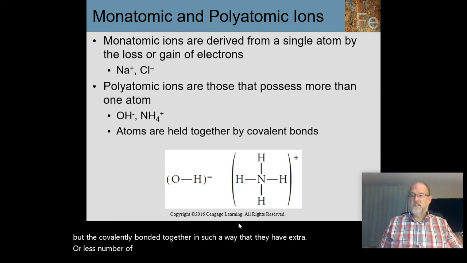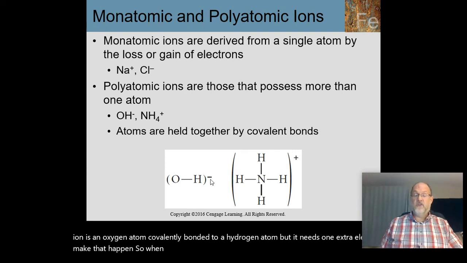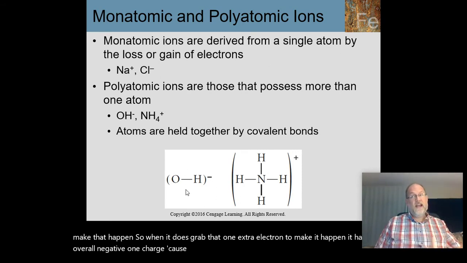So for instance, this ion here is called the hydroxide ion. The hydroxide ion is an oxygen atom covalently bonded to a hydrogen atom, but it needs one extra electron to make that happen. When it grabs that one extra electron, it has an overall -1 charge because overall it has one more electron than it has protons.